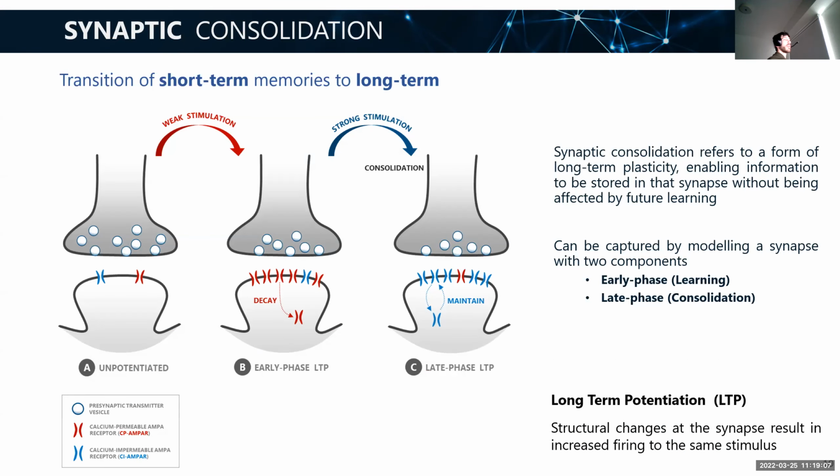The second kind of mechanism that I started looking into and considering was synaptic consolidation. This one discusses the transition of short-term memories to long-term memories. Synaptic consolidation is a form of long-term plasticity where you induce some changes through weak stimulation, which will cause some physical change in the synapse, which we represent in a neural network as the synaptic strength. But in early phase LTP, that strength will decay back.